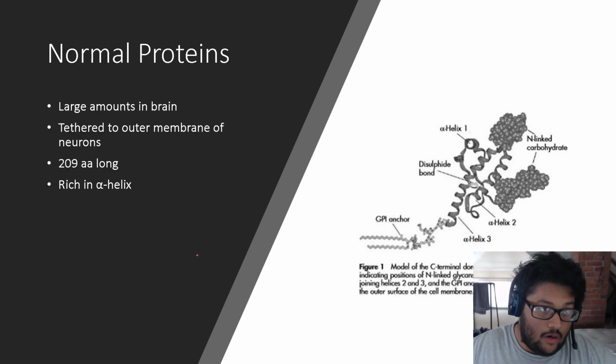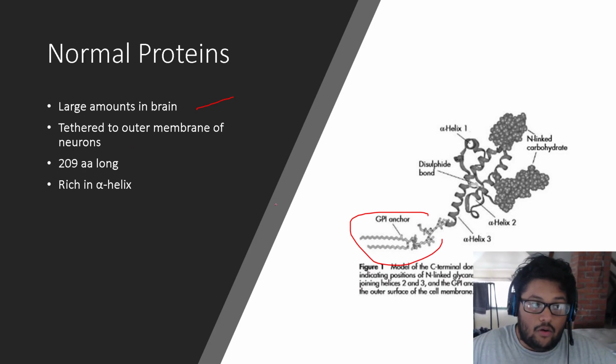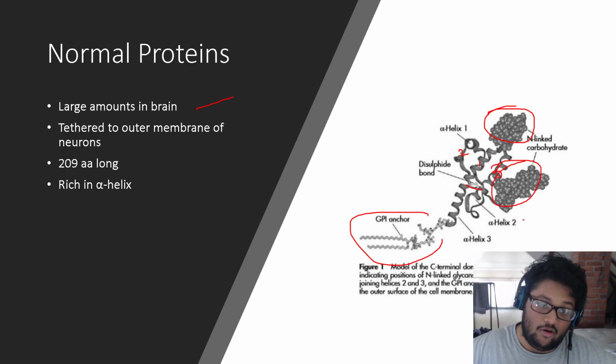So with the normal protein, as I talked about earlier, a large amount of them are present in the brain, and they're mostly tethered to the outer membrane of neurons via this GPI anchor. The protein itself is 209 amino acids long and rich in alpha helices. Over here you can see those three alpha helices that I was talking about. There's the disulfide bond that provides stability, and the N-linked carbohydrates that also provide additional stability to the whole molecule, allowing it to function properly.